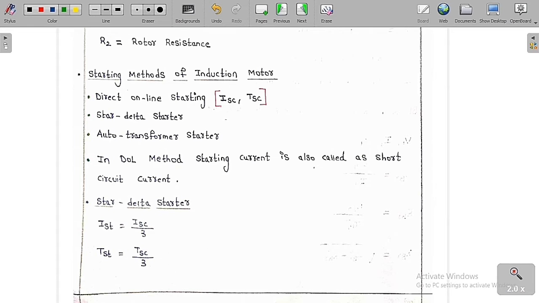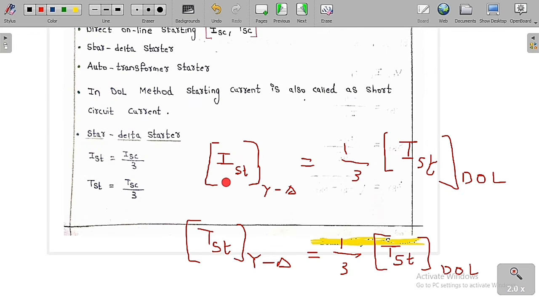So this is a very important point that you always have to remember: the starting current of the star delta starter is equal to 1/3 times the starting current of DOL, and the starting torque of the star delta starter is equal to 1/3 times the starting torque of the DOL.